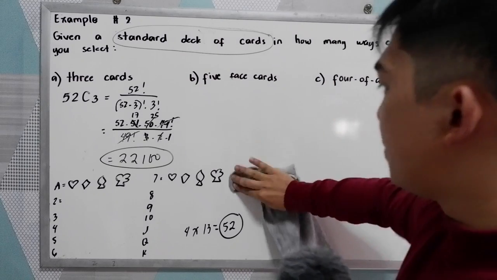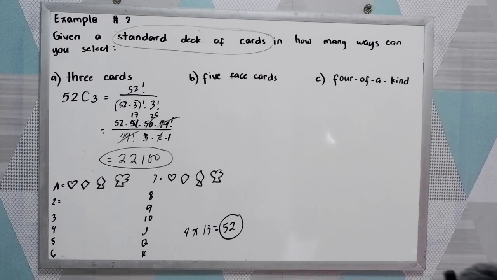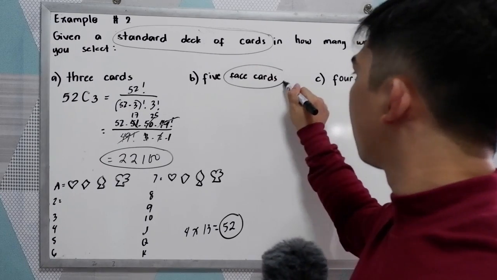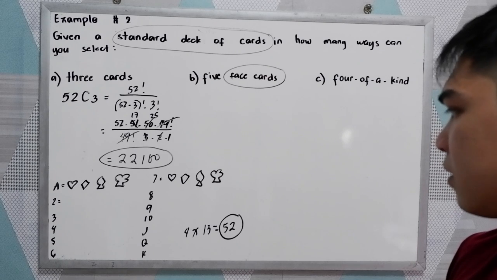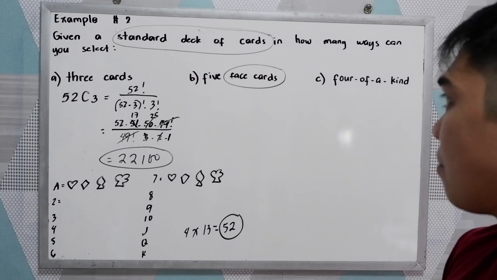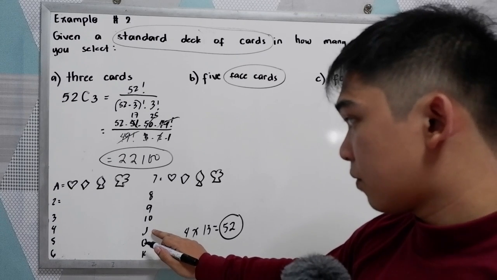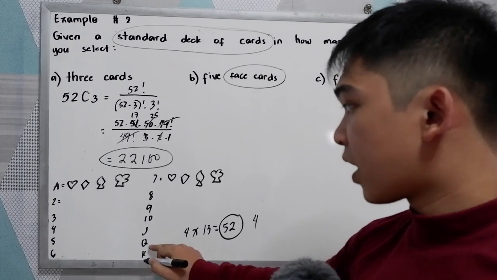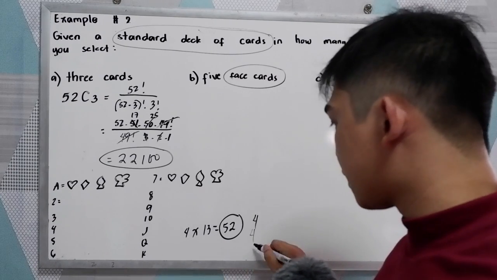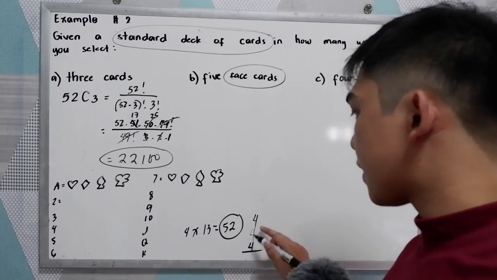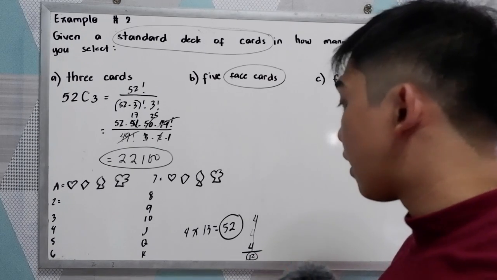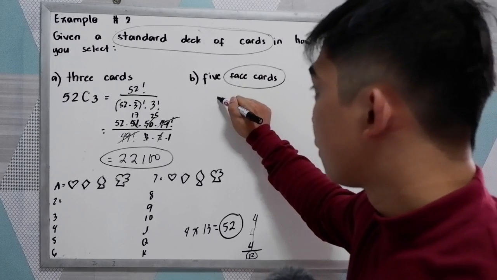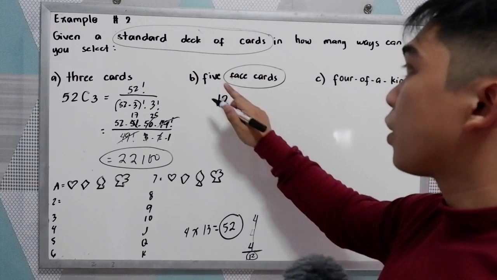Next, letter B. We have 5 face cards. So our face cards are, so how many number of cards? We have 4 cards for Jack, 4 cards for Queen, and 4 cards for King. So 4 plus 4 plus 4, we have 12 face cards. So a total of 12 face cards. From 12 cards, we're going to pick 5.